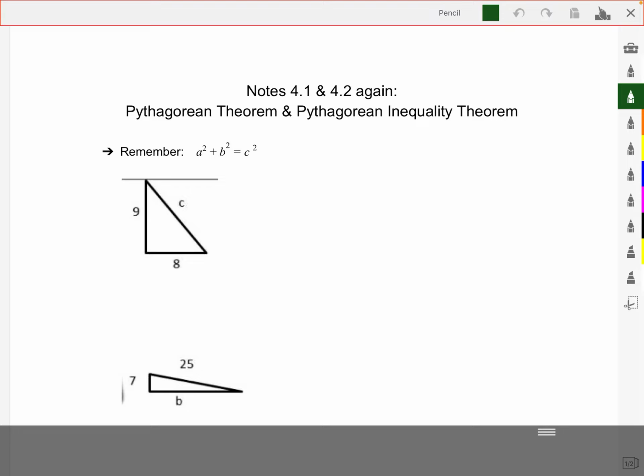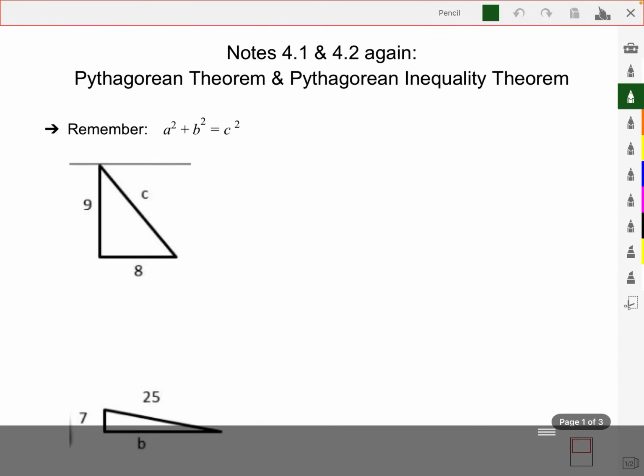I am going to go over a couple of examples from Monday and Tuesday with Pythagorean theorem, and a couple from Wednesday with Pythagorean inequality theorem, because you're going to do a Google form today that has both of them, and then Friday you're going to take a little quiz over those two concepts. So think of this as a review day for your quiz on Friday. Nothing new today. We're just going to go over them again.